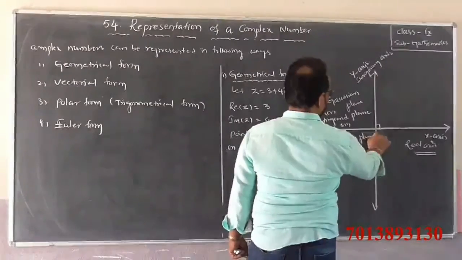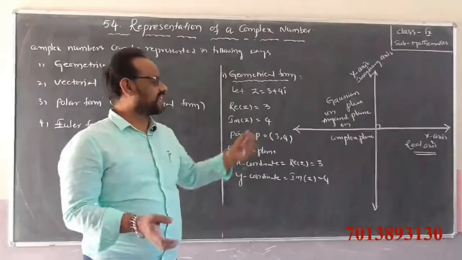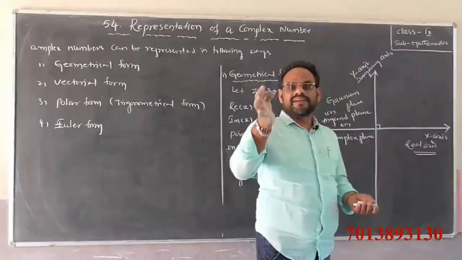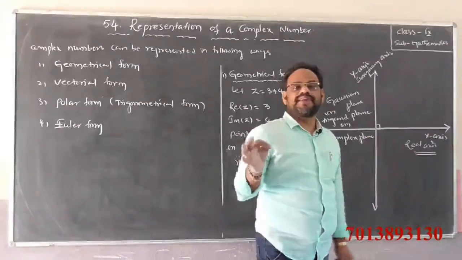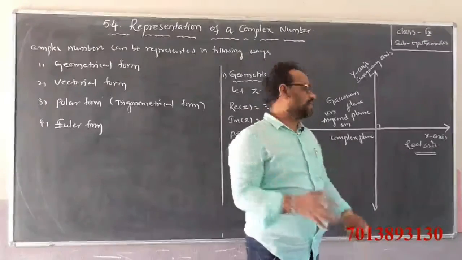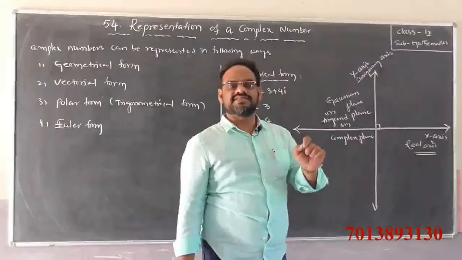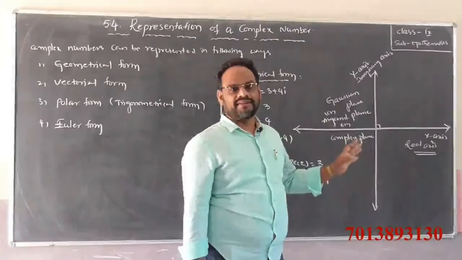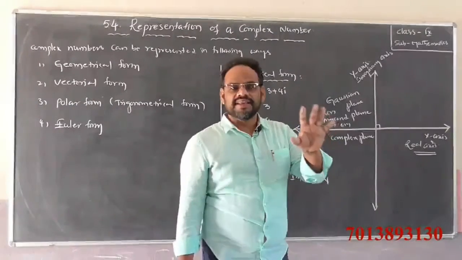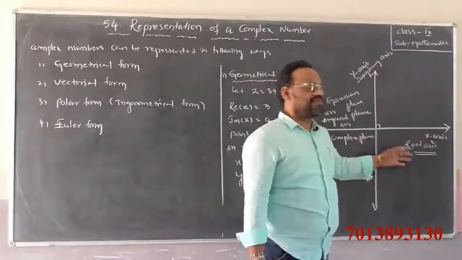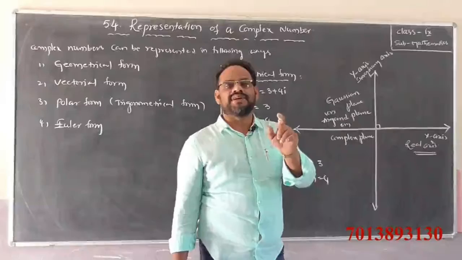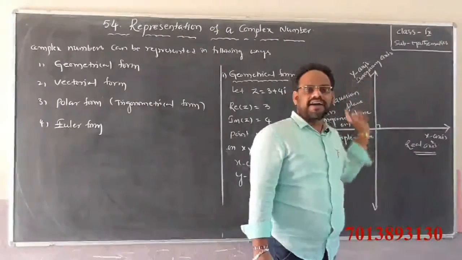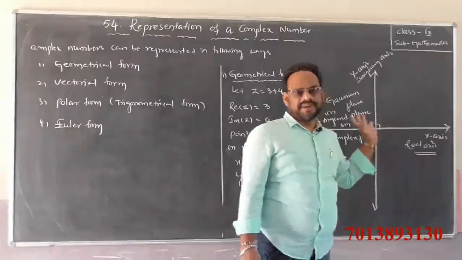When we locate the complex number on the xy plane, then the plane is called the Argand plane or Gaussian plane or complex plane. When we plot the complex number on the plane, that plane is called the Argand plane or Gaussian plane or complex plane.